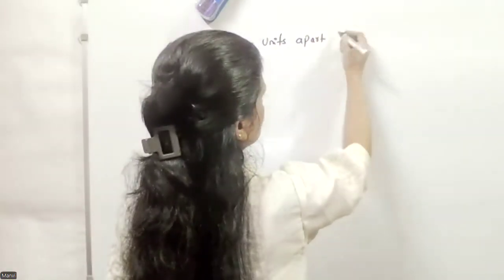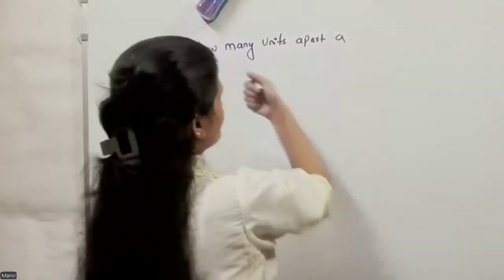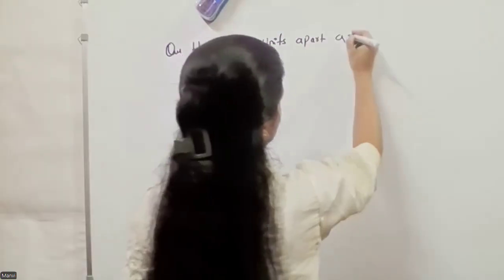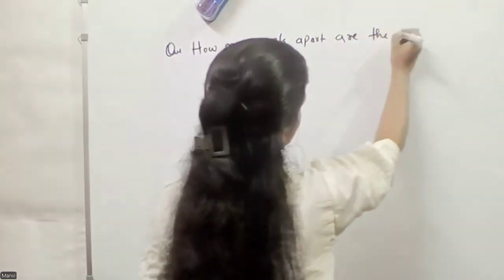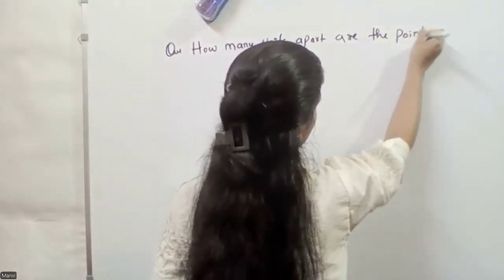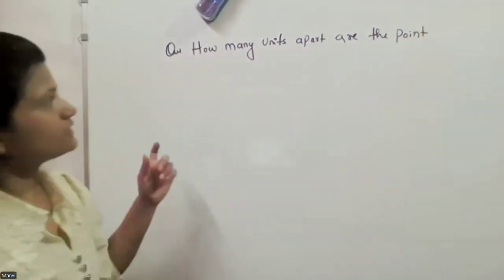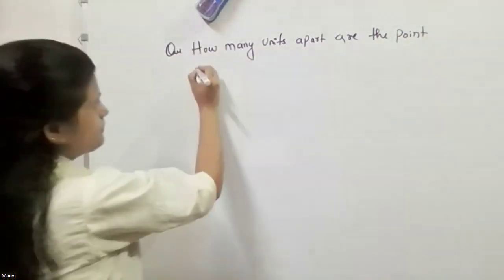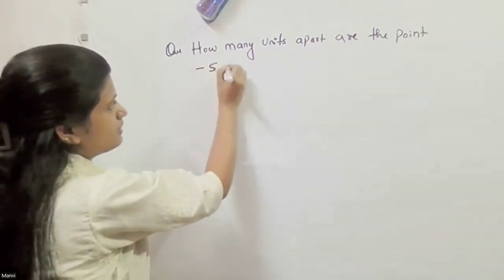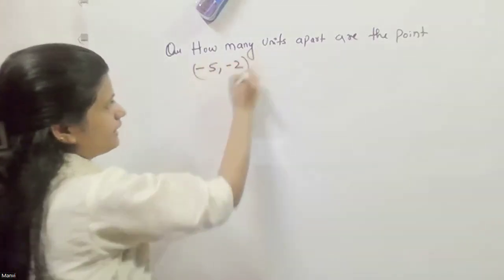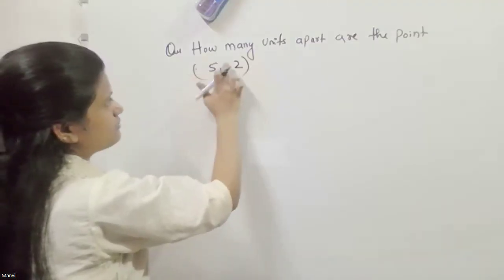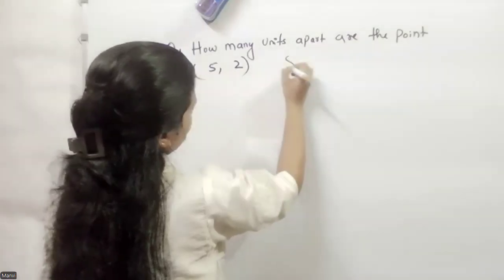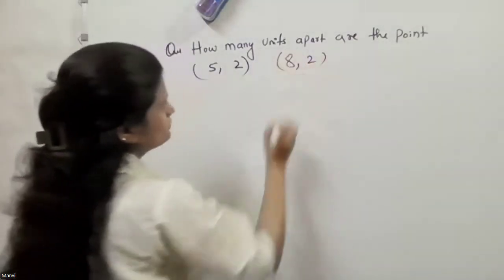Hello, evening. Here's one question for you. Please try. How many units apart are the points -5, comma, -2 and no, just say 5, 2 and 8, 2.